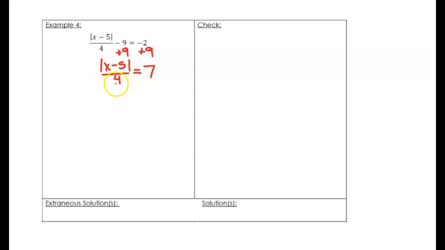So what is the opposite operation of dividing by 4? The inverse operation is multiplying by 4. And what you do on one side, you do to the other. So now I have an isolated absolute value side of the equation. So go ahead and pause the video. I am going to work out the rest of this problem by the time that you click back.